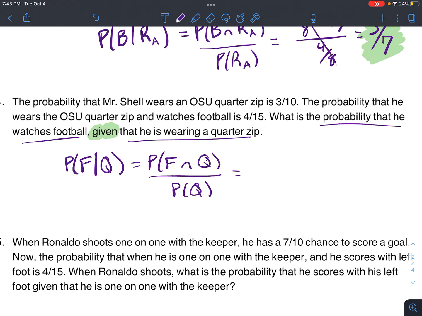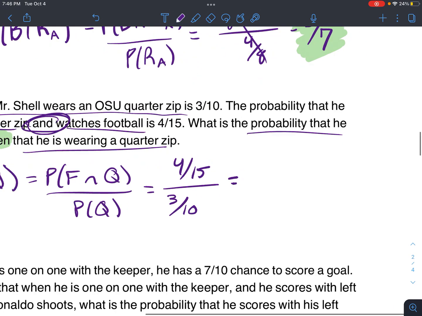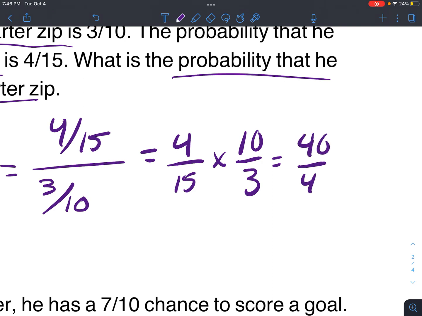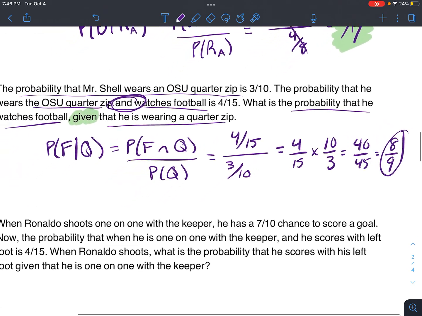So this is going to be equal to the probability of football and quarter zip over the probability of the quarter zip. I tell you the probability that Michelle wears the quarter zip is 3 over 10, so 3 over 10 is going to be on the bottom. The probability that he wears the OSU quarter zip and watches football, that's exactly what this says, football and quarter zip. It's 4 over 15. We can solve this by multiplying by the reciprocal, so 10 over 3. So it's 40 over 45, and this then goes down to 8 over 9.